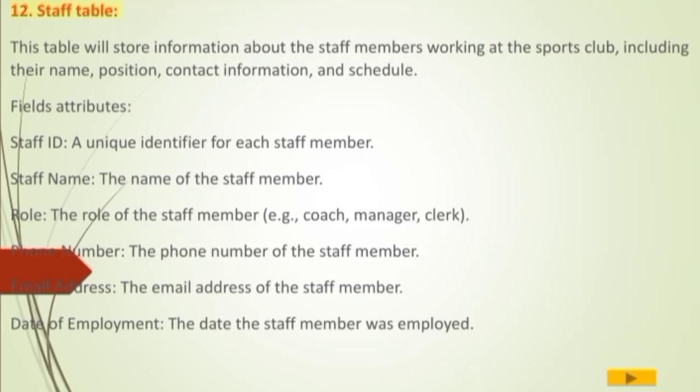12. Staff Table. This table will store information about the staff members working at the sports club, including their name, position, contact information, and schedule. Fields, attributes. Staff ID. A unique identifier for each staff member. Staff Name. The name of the staff member. Role. The role of the staff member, e.g., coach, manager, clerk.